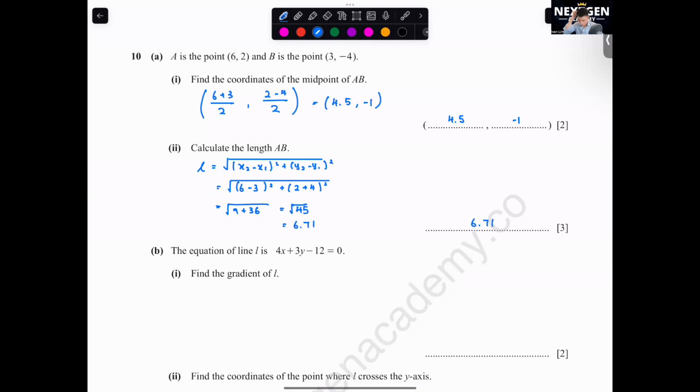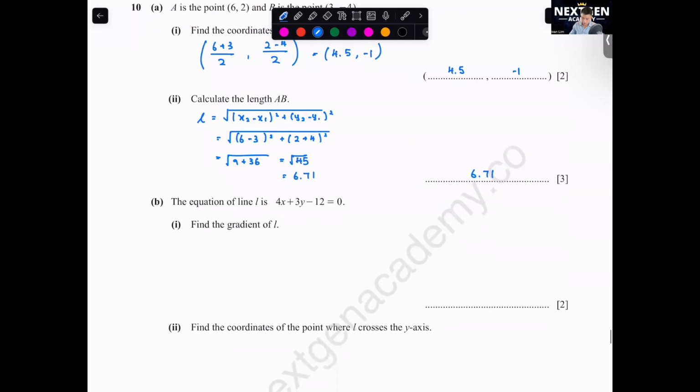3-mark question. Okay, question B. The equation of the line is 4x plus 3y minus 12 equals 0. Find the gradient of L. This is a general form. You want to convert it to gradient form, which is y equals mx plus c. Okay, this is called gradient form.